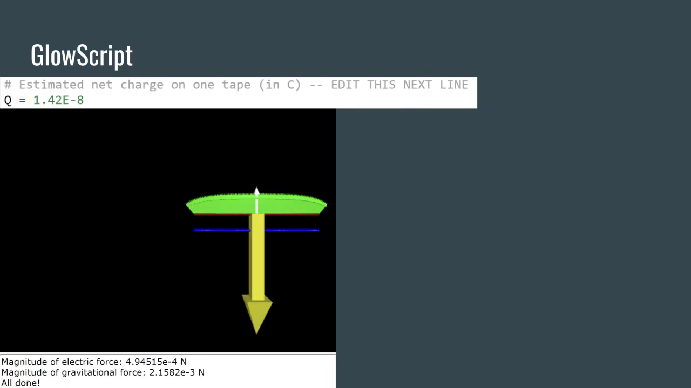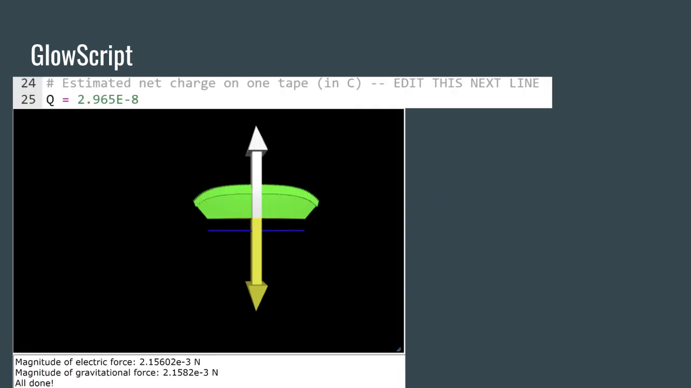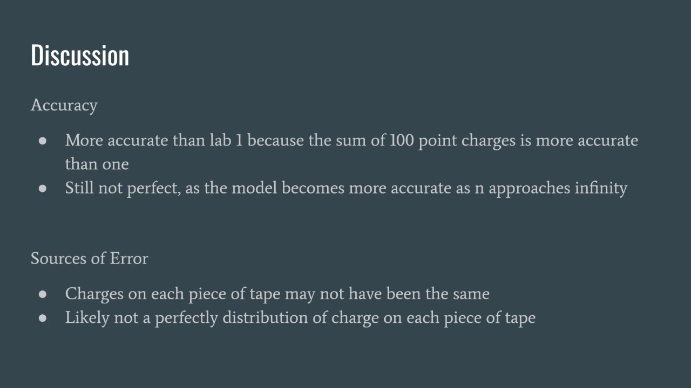Using the value found in lab number one, with a Q value of 1.42 times 10 to the negative 8, we can see that the electric force and the gravitational force are not equal. The gravitational force is much stronger. So, using a guess and check method, in order for these forces, electric and gravitational, to cancel each other out, we need a Q value of 2.96 times 10 to the negative 8 coulombs.